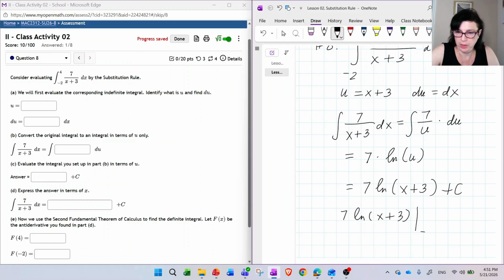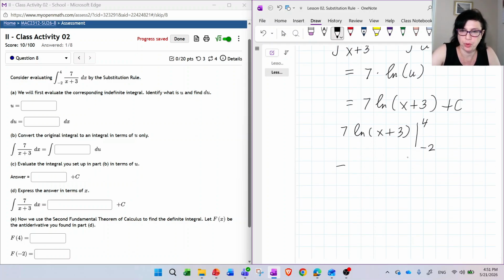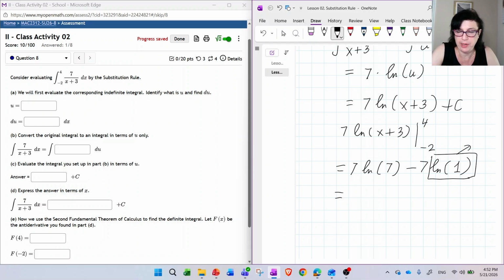The limits are going to be negative 2 and positive 4. Let's first substitute 4. We get 7 natural log of 7, right? Because 4 plus 3 is 7. Minus 7 natural log of, well, negative 2 plus 3, that's 1. Okay, the only thing that we need to do next is to remember that natural log of 1 is 0. Never leave that as part of your answer. You can always check on a calculator that natural log of 1 is 0. If we've got 7, natural log of 7 is our answer.